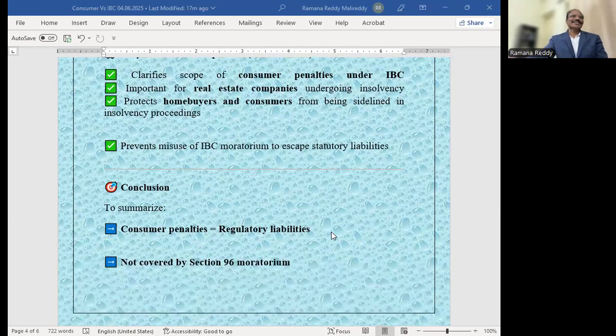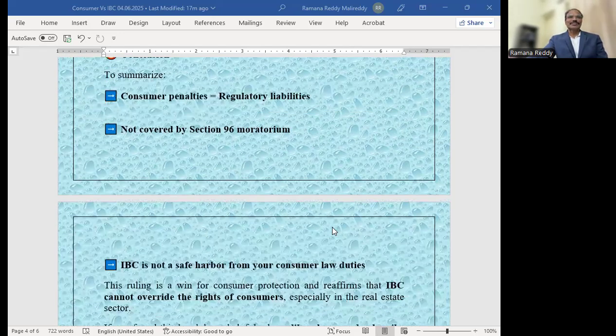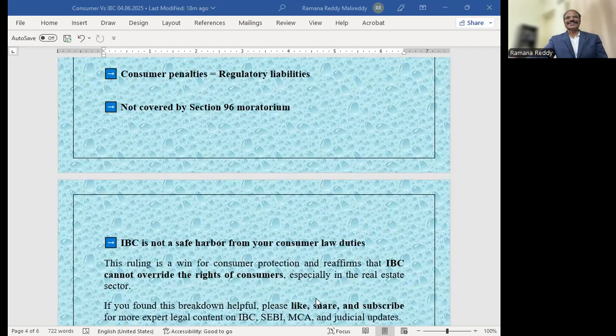Now the conclusion. To summarize, consumer penalties are equal to regulatory liabilities, so they are not covered by the Section 96 moratorium. The IBC is not a safe harbor from your consumer law duties. This ruling is a win for consumer protection and reaffirms that the IBC cannot override the rights of consumers, especially in the real estate sector.